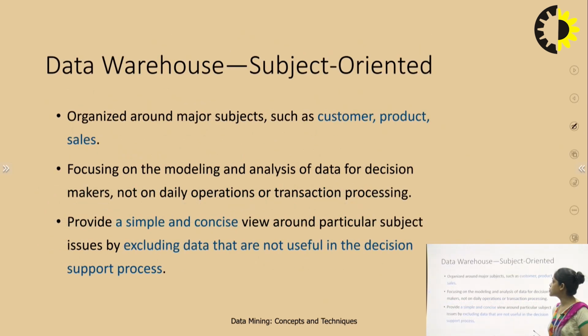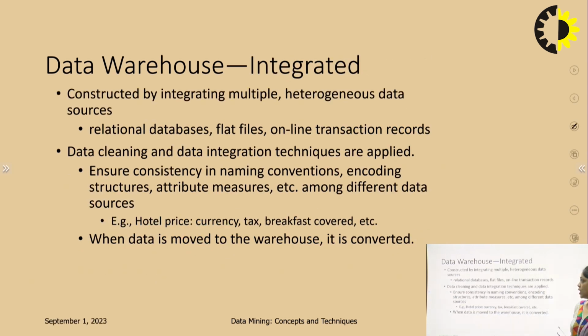Here the first characteristic, subject-oriented, is organized around major subjects such as customer, product, sales, etc. It focuses on the modeling and analysis of data for decision makers, not on daily operations or transaction processing. It provides a simple and concise view around particular subject issues by excluding data that are not useful in the decision support process.